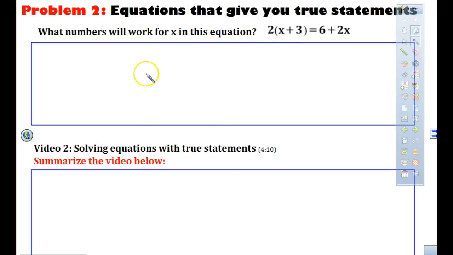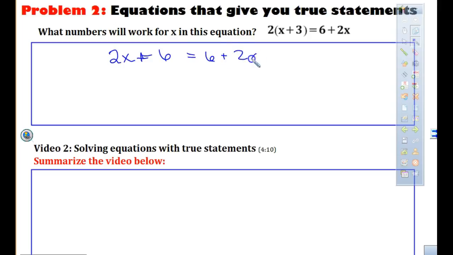So let's look at this problem. Top of that next page, problem 2. If I'm going to use the distributive property and solve this, I have 2 times x plus 3. What am I going to get when I use the distributive property? 2x plus 6. And that's equal on the other side, if I look at what they have written, as 6 plus 2x.